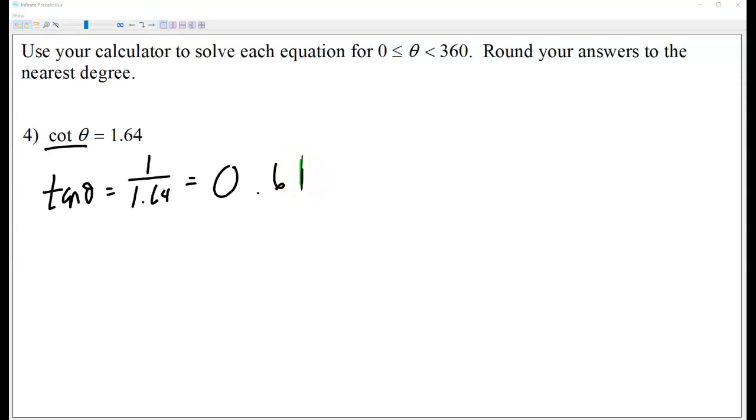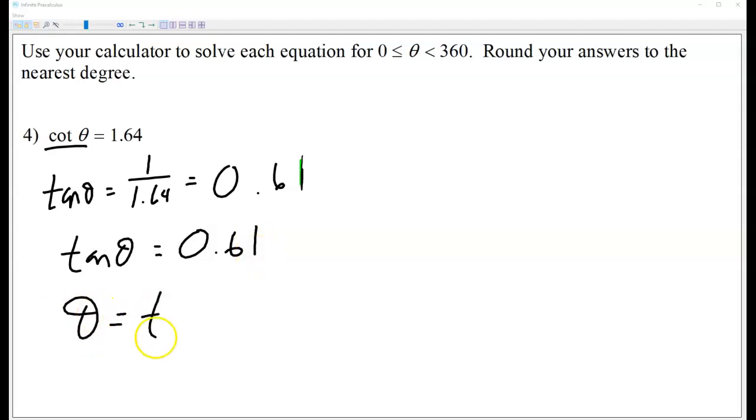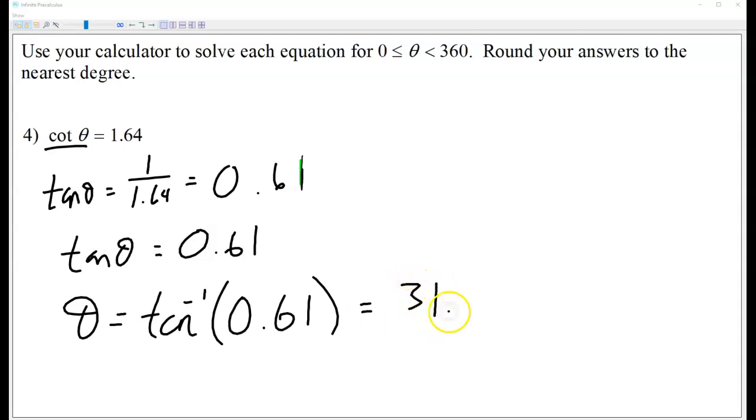All right, then we go ahead and we have this new equation then that we're going to work with. Want to find theta, so we go ahead and do arctangent on both sides of our equation to get the theta by itself. And let's see what we get from that. I get 31.4, which if you want to round that to the nearest degree is going to be 31 degrees. Okay, so that'll be my first answer, 31 degrees.